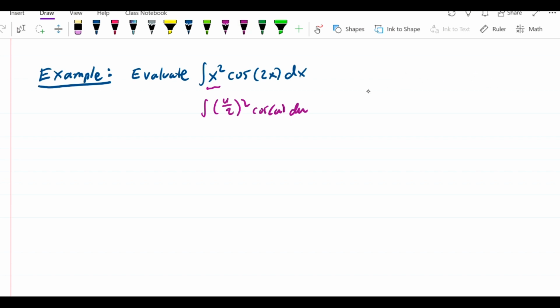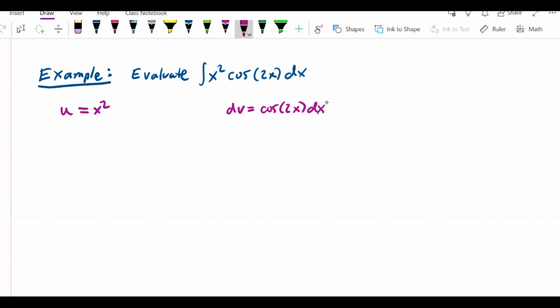So it takes a little practice to see what types of problems work better with integration by parts, but you will get the hang of it if you just do enough of these. So let's actually write out the solution to this. The first thing we do is we're going to choose u and v. So I'm going to choose u equals x squared and dv equals cosine of 2x dx.